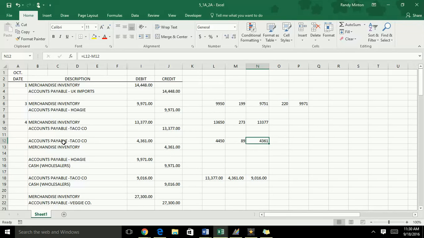$4,361. Debit accounts payable Taco, because the accounts payable is now being dropped, so since it's a normal credit, if we debit it, it means it's coming down. It's just like we paid cash for it. And the merchandise inventory has been sent back to Taco, so we don't have it anymore. It must come out of our inventory system. Okay, and that was on the 6th.